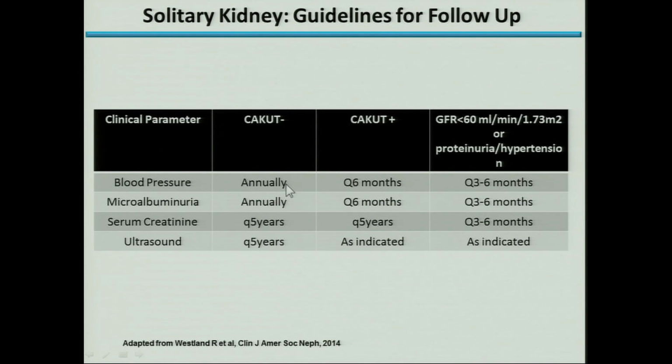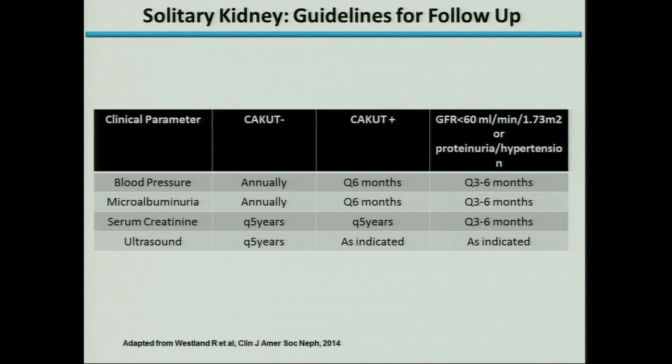The guidelines for follow-up of solitary kidneys are taken from a study that was done in Belgium. And I'm not in complete agreement about their guidelines, but every patient is a little bit different. But in general, if there's an isolated solitary kidney without concurrent CAKUT, the thinking is that if they have no reduction in their GFR, they can get their blood pressure monitored annually, get microalbuminuria studies annually, and then just monitor with ultrasounds and serum creatinine every 5 years.